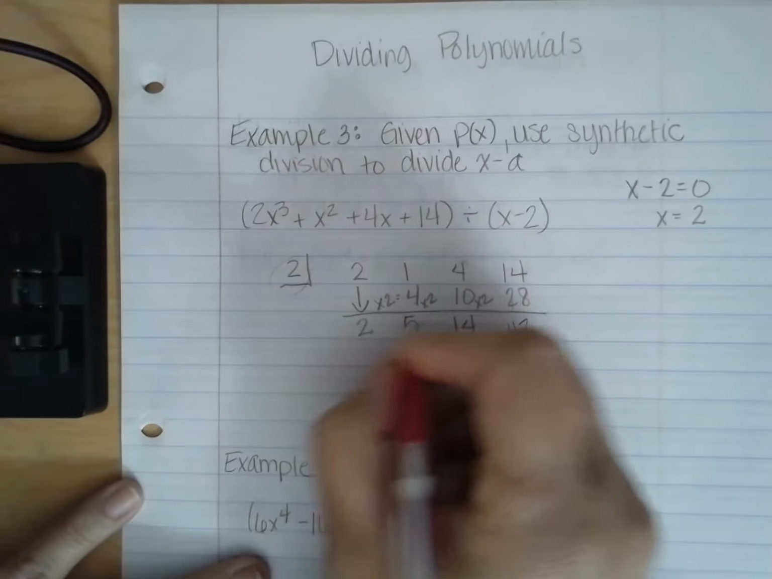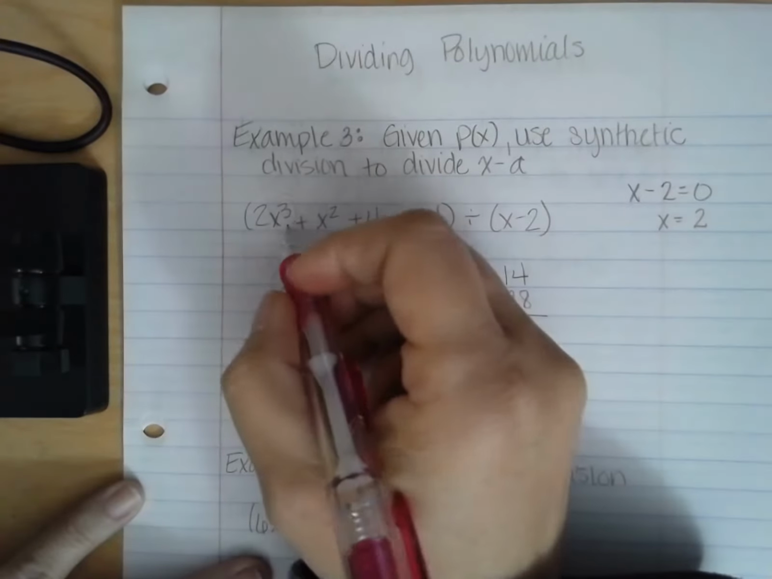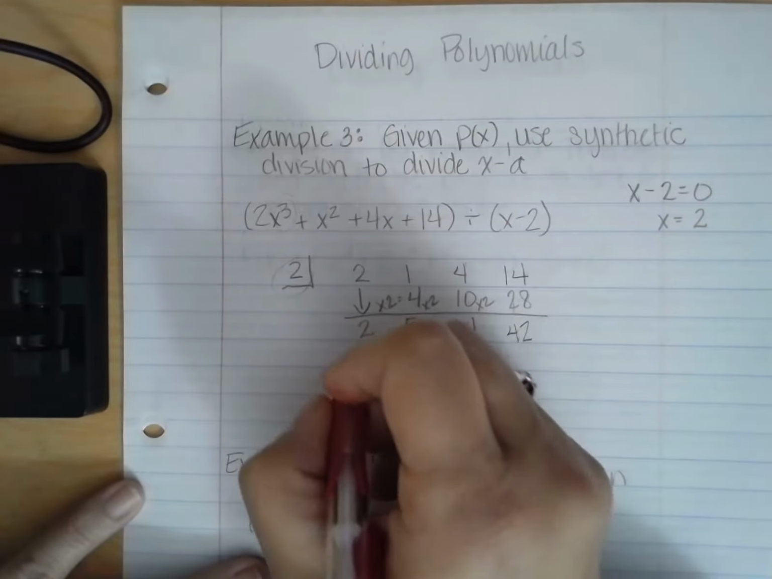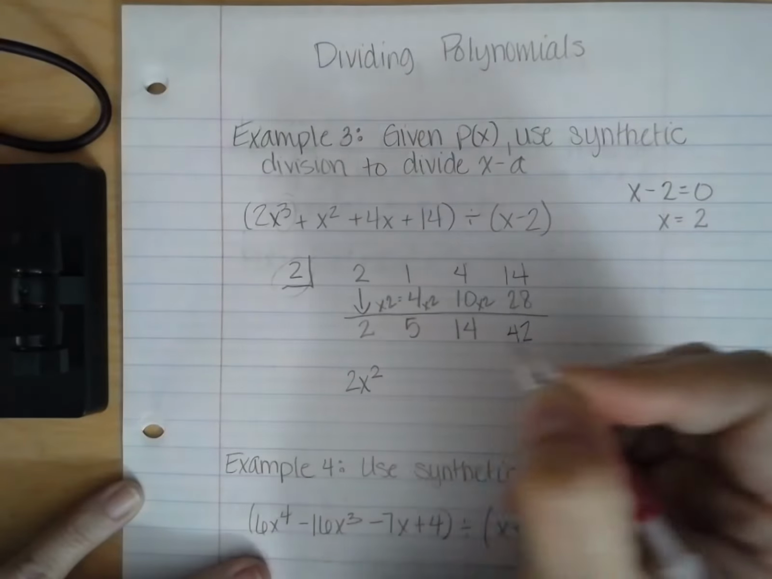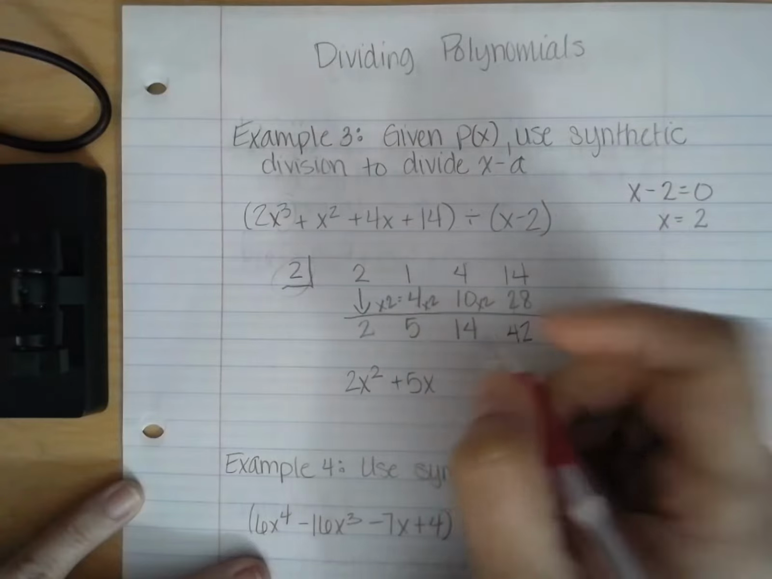So our answer is going to be one exponent less than what we started with. So everything reduces by 1, and the coefficients are now the ones that we have.